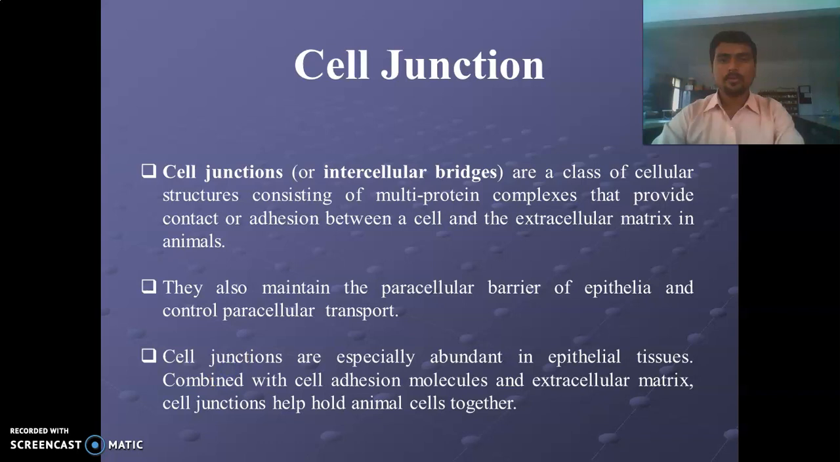Cell junctions, also called the bridge, are a class of cellular structures which consist of multi-protein complexes that provide contact or adhesion between the cell and the extracellular matrix in animals. They also maintain the paracellular barrier of epithelia and control paracellular transport. These junctions are especially abundant in epithelial tissue, which combine with cell adhesion molecules and extracellular matrix. Cell junctions help to hold animal cells together.